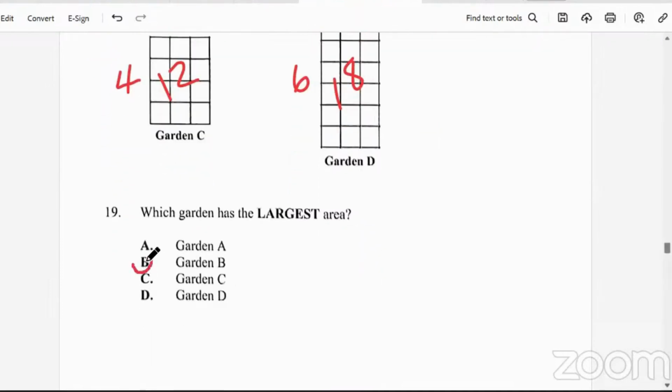Of course, they didn't ask you to find the area, but in order to find out which one has the largest area, you would have to make some determination as to what the area is.